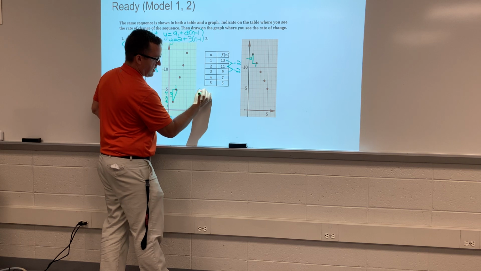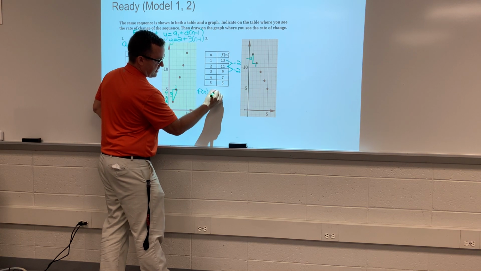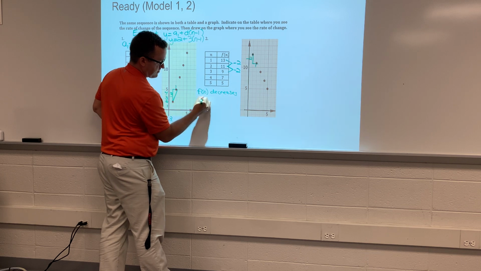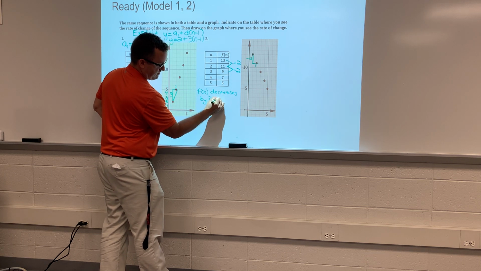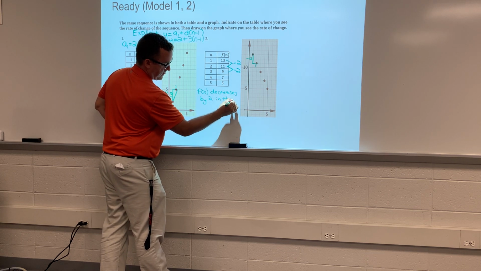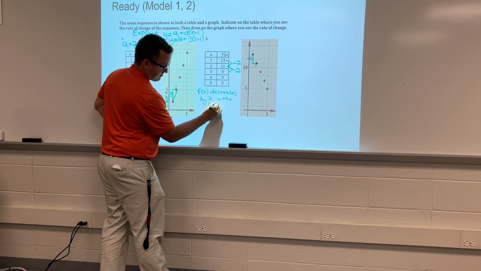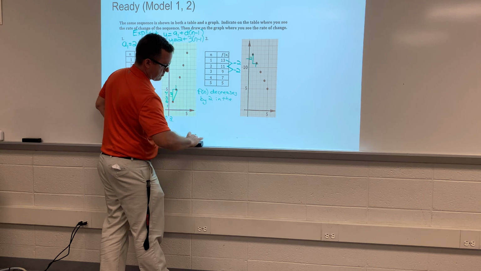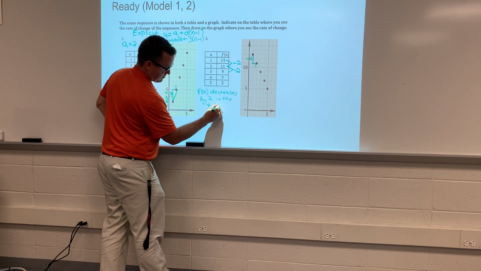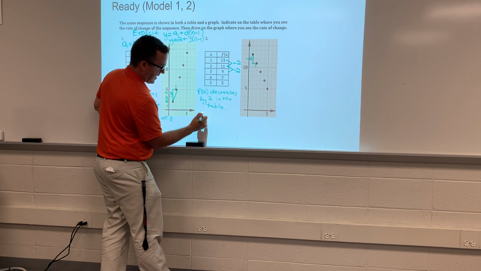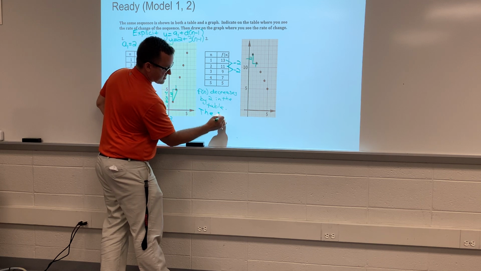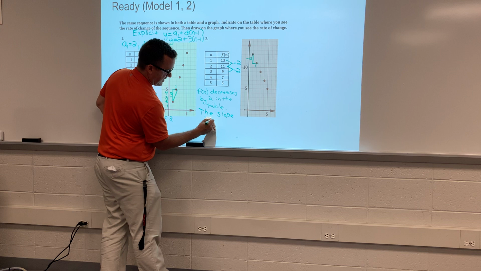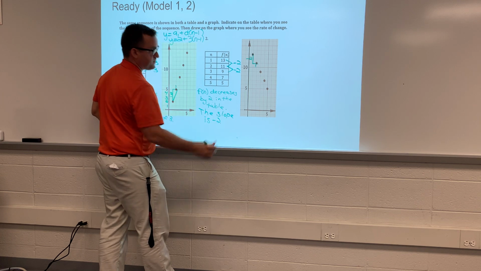So here, f of n decreases by 2 in the table. And then here, the slope of the graph is -2.